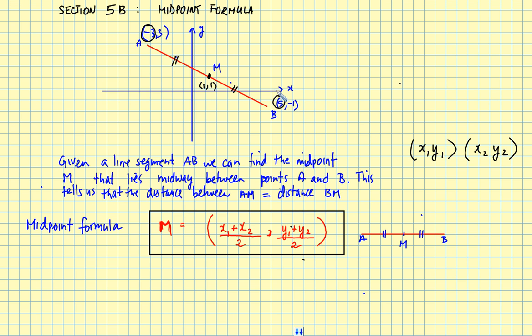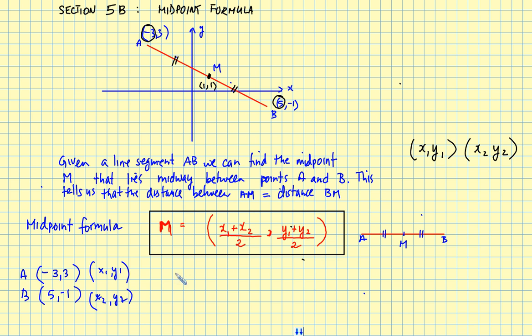If I use this formula to find the midpoint of the diagram at the top, I know that A is (-3, 3) and B is (5, -1). I could call A x1, y1 and B x2, y2. I could have done it the other way around, and it wouldn't have changed anything.